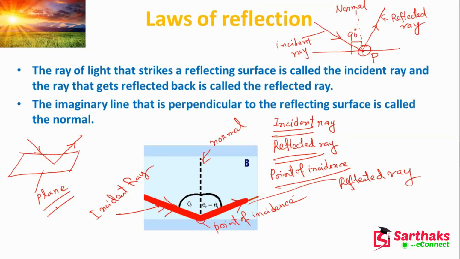So in the laws of reflection, the ray of light that strikes a reflecting surface is called the incident ray, and the ray that gets reflected back is called the reflected ray. The imaginary line that is perpendicular to the reflecting surface is called the normal. These definitions are very important before going to the laws of reflection.